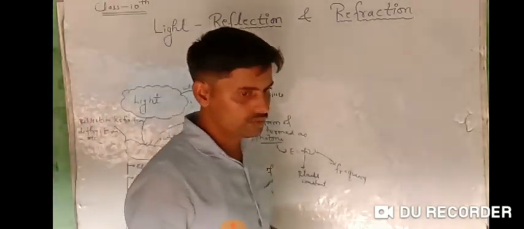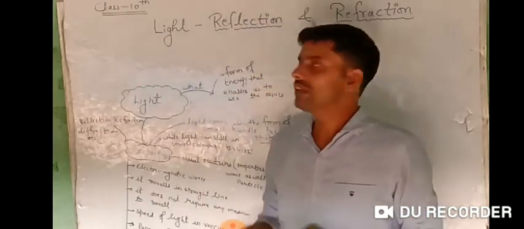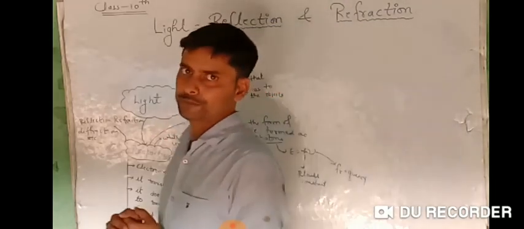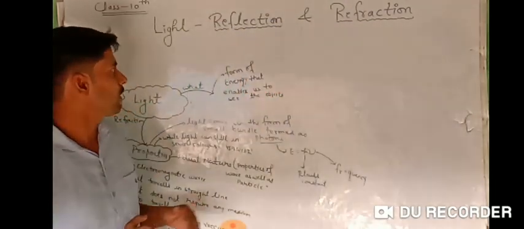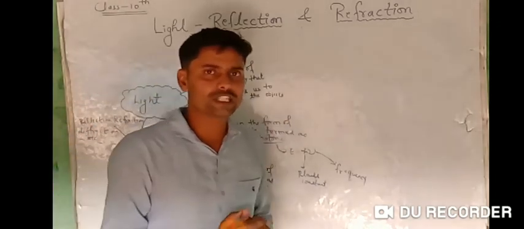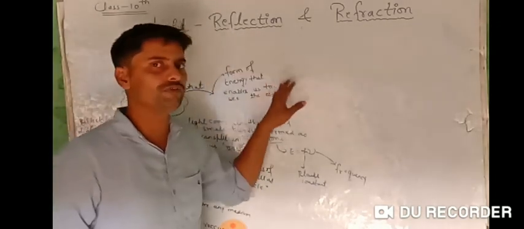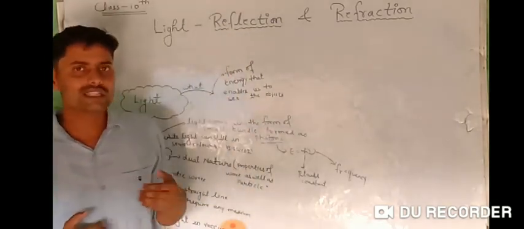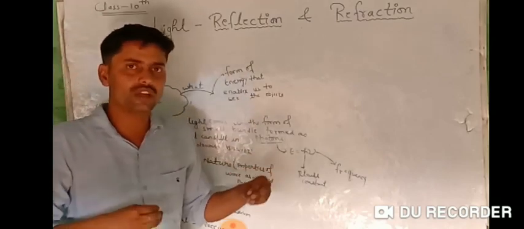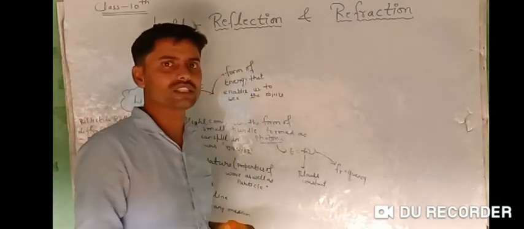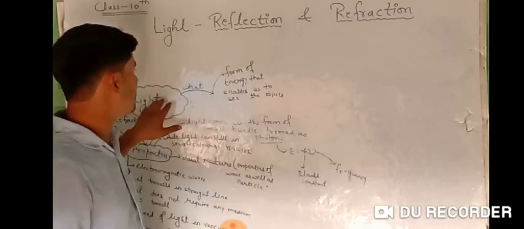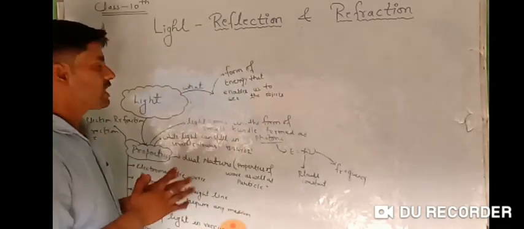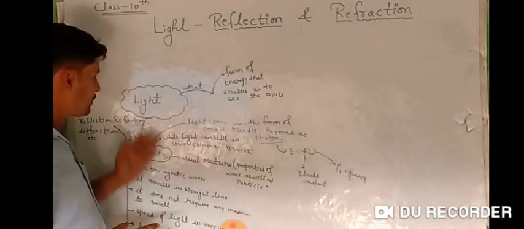Okay, so we will start it. First we will start with what is light. Light is the form of energy that enables us to see the objects, or we can say the natural energy, the energy of nature that makes us able to see this colorful world. That is light. It has some basic properties. Its basic properties are as follows.